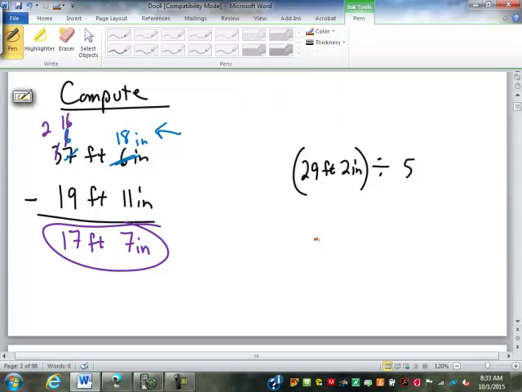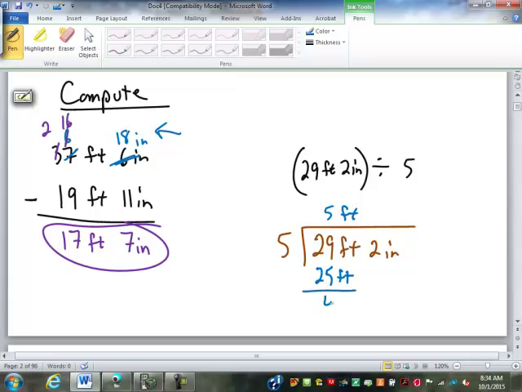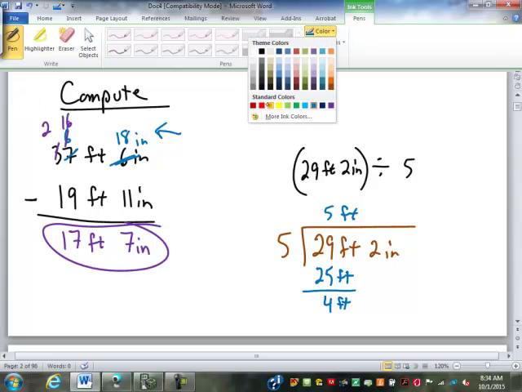Now over here, we're going to set this up in more of a traditional long division. 5 goes into 29. 5 times 5 feet. 5 feet times 5 is 25 feet. How many are left over? 4 feet.